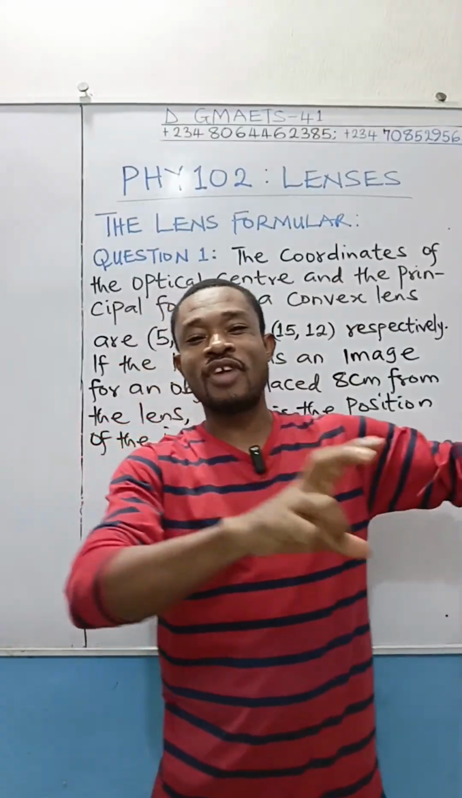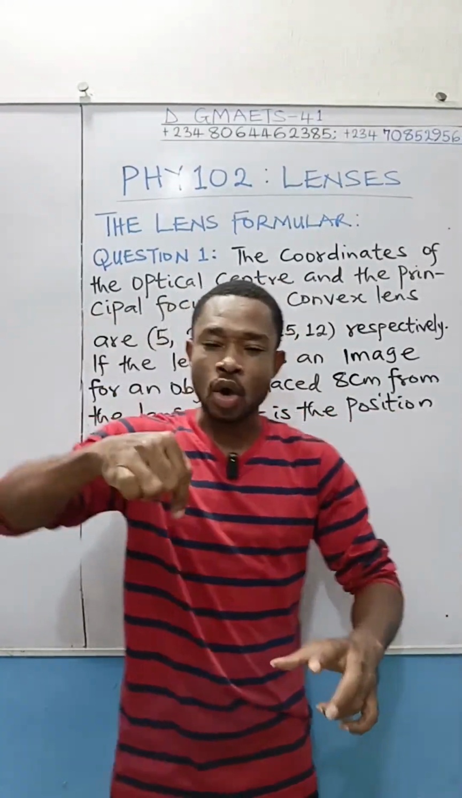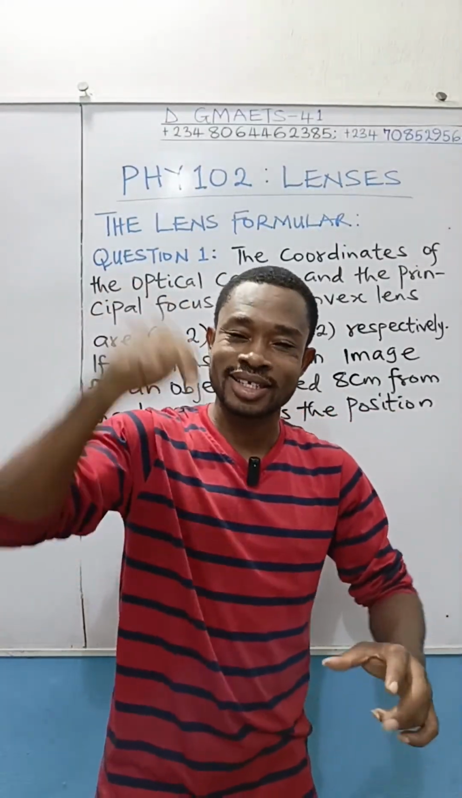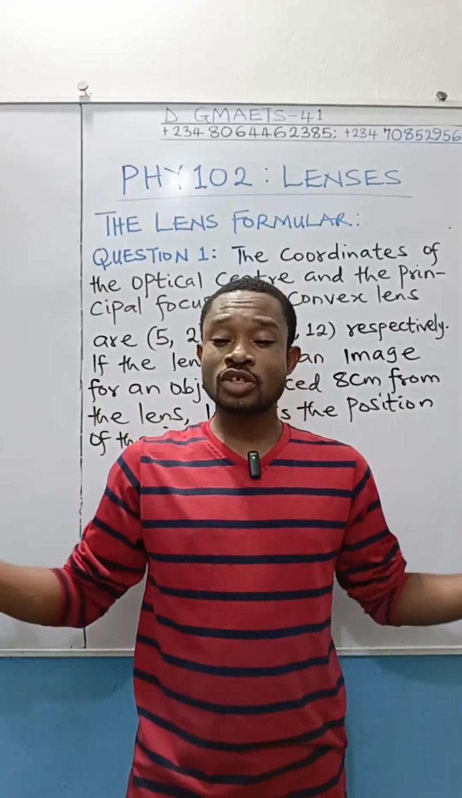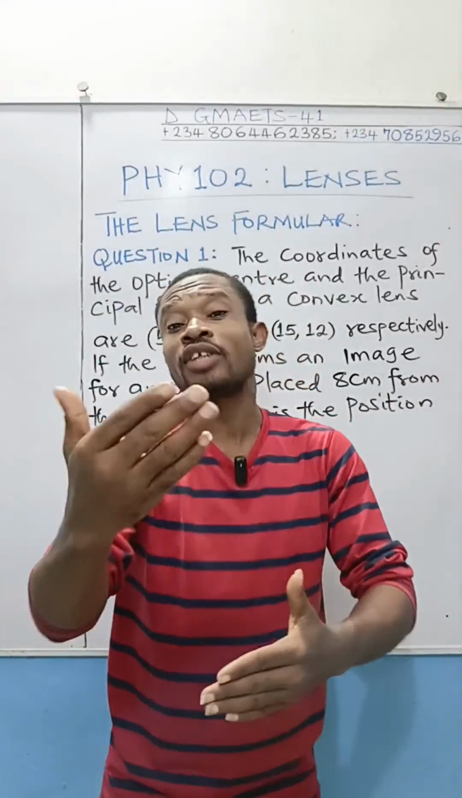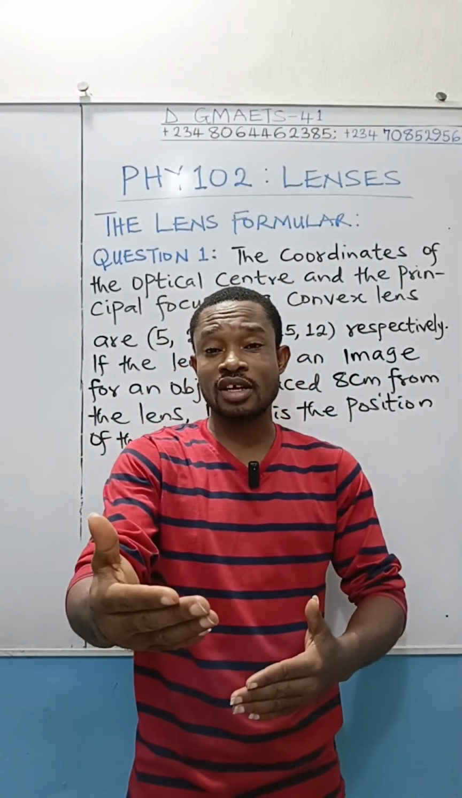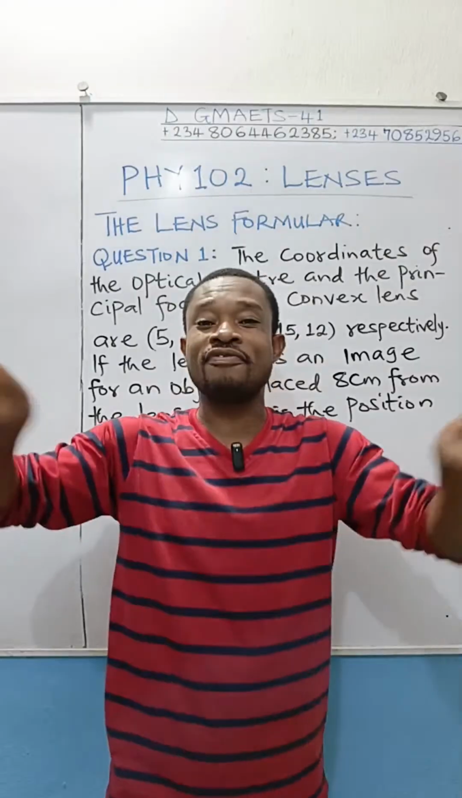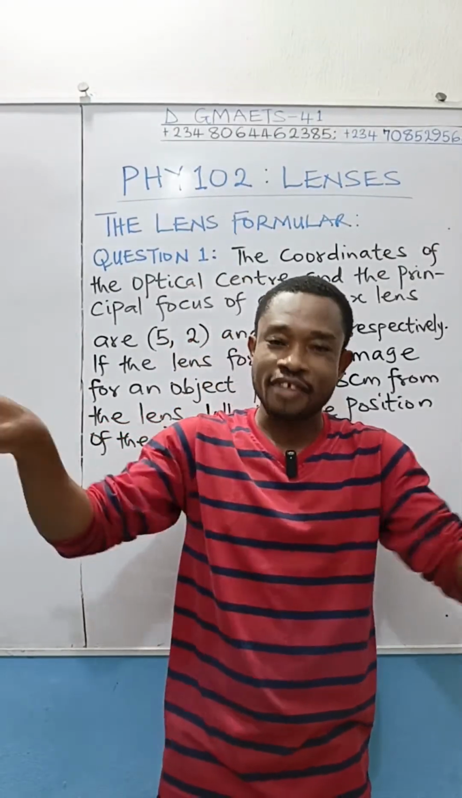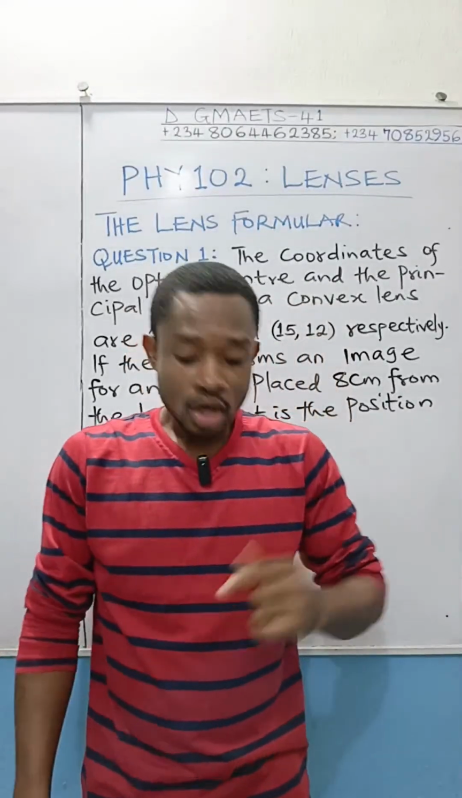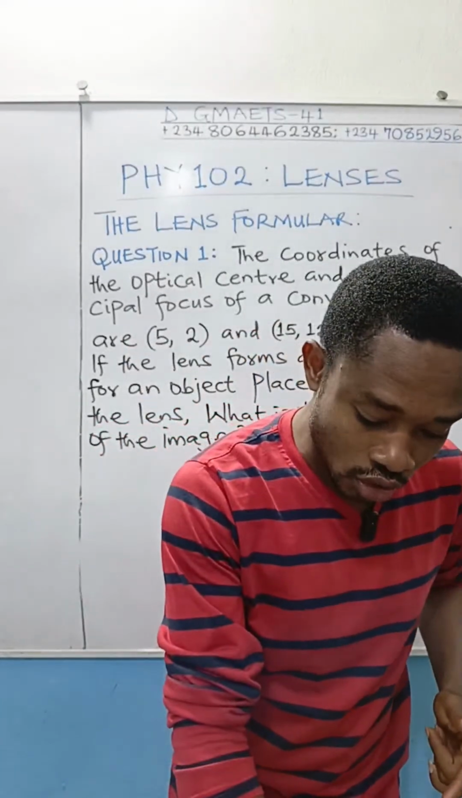So we can now define. Principal focus is a point on the principal axis of a lens where rays of light appear to converge, if you are talking about a converging lens, that is a convex lens, or appear to diverge if you are talking about a concave lens or diverging lens. So once again, what do I want you to take note of?